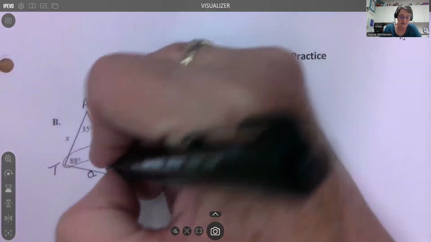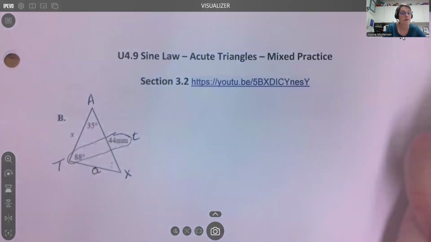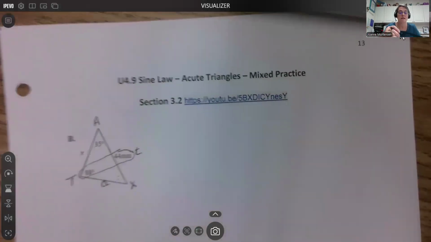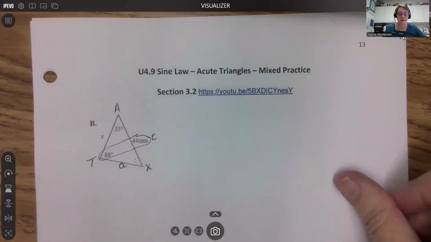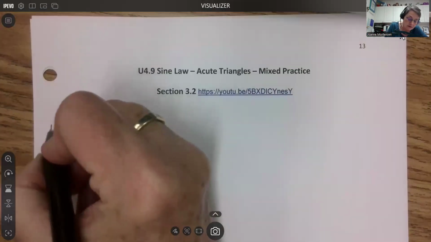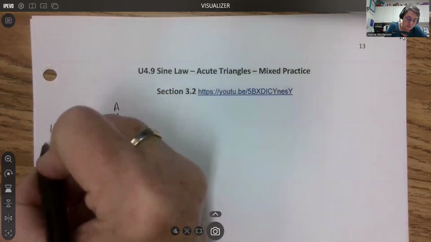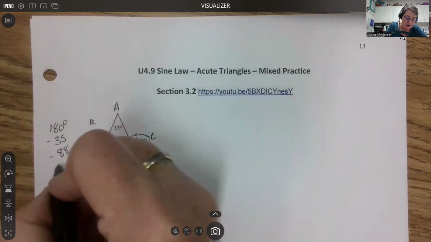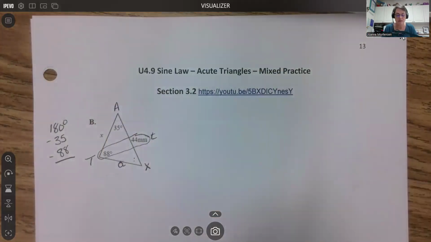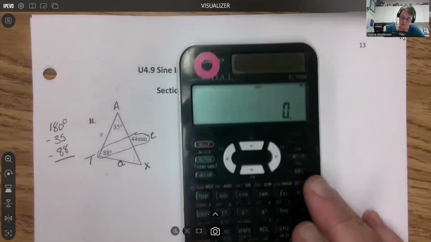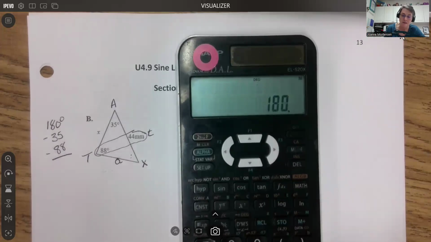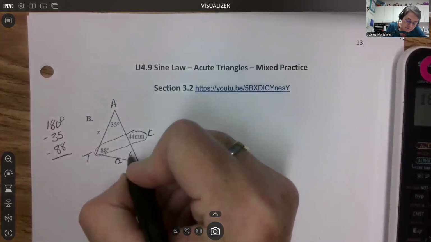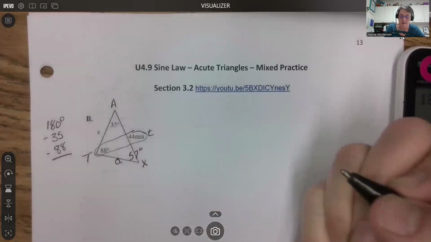I need this angle. You guys know how to do this, right? There's 180 degrees in the whole triangle, minus the 35 from that corner, minus the 88 from that corner, and whatever's left is going to be my remaining angle. 180 minus 35 minus 88, 57 degrees. All right, now we can do the question.